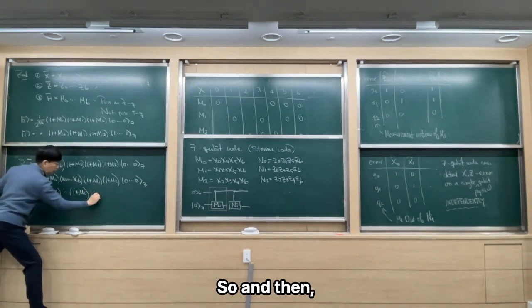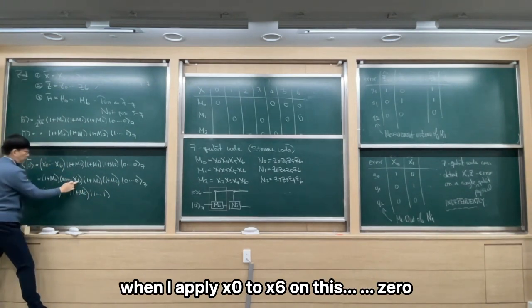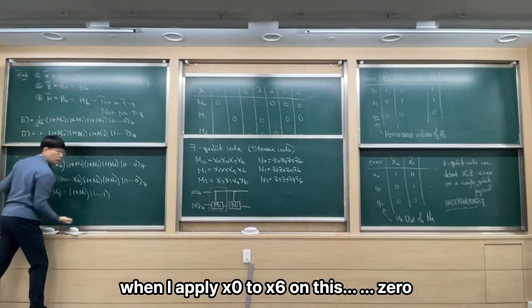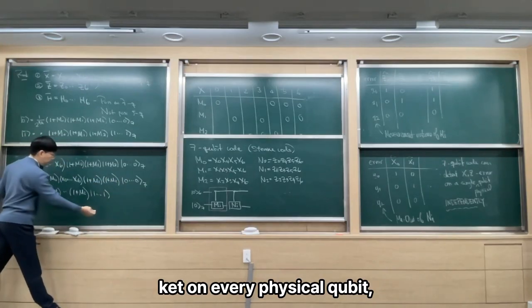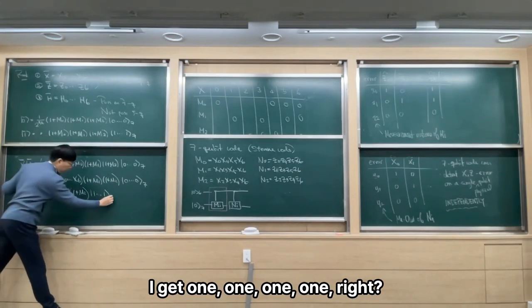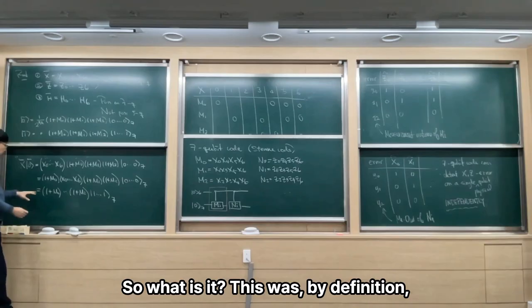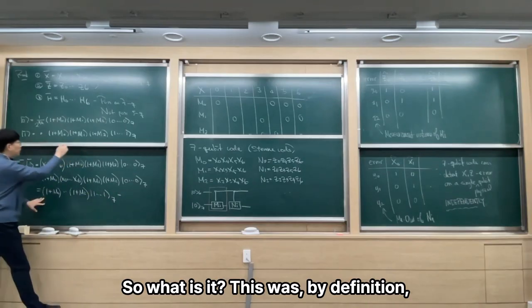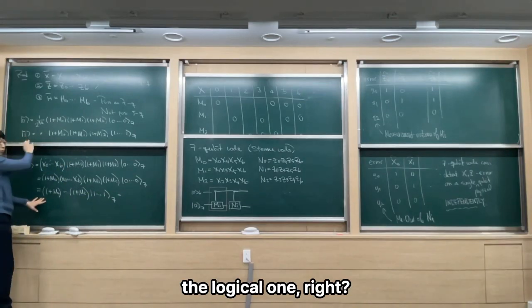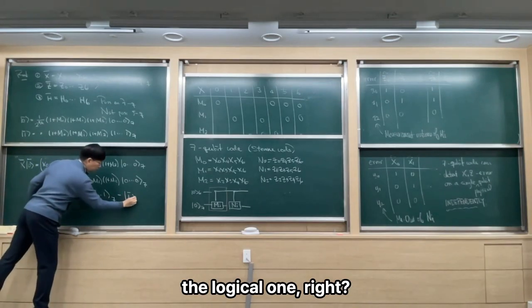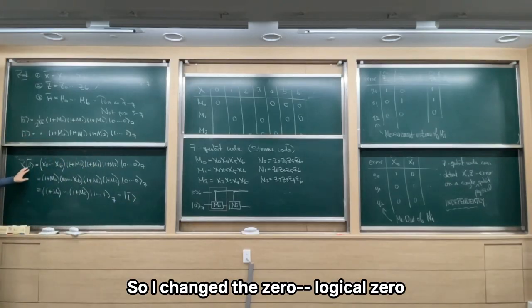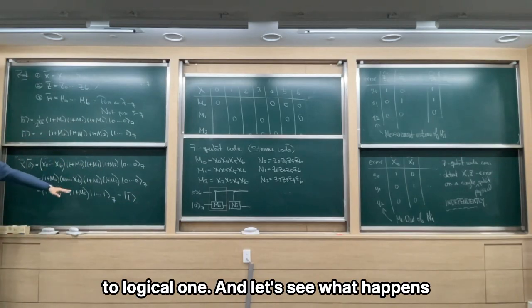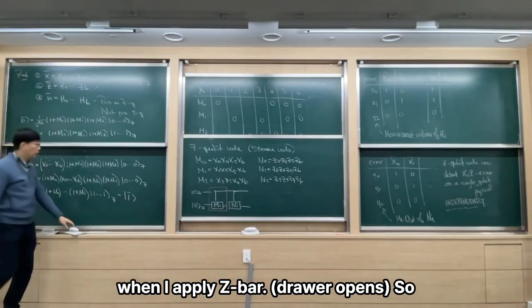And then when I apply X0 to X6 on this 0 cat on every physical qubit, I get 1, 1, 1, 1, right? So what is it? This was, by definition, the logical 1, right? So I changed the logical 0 to logical 1. And let's see what happens when I apply Z bar.